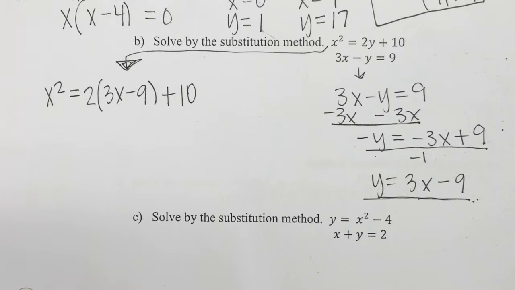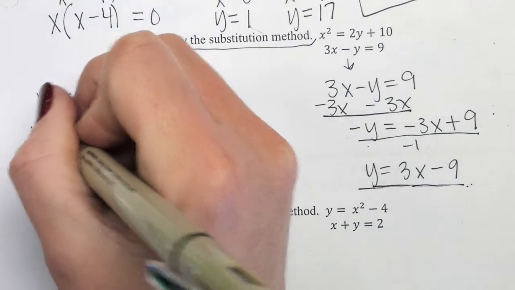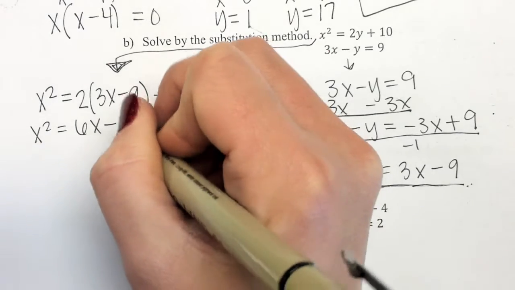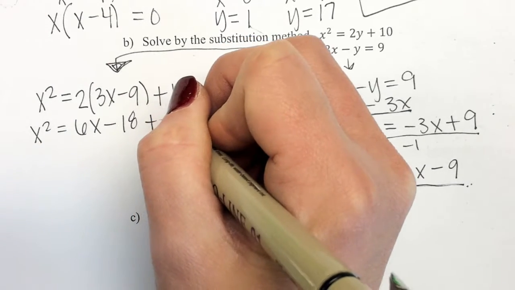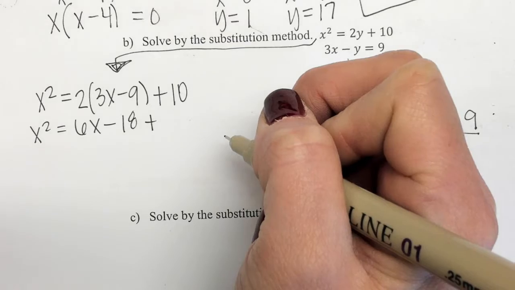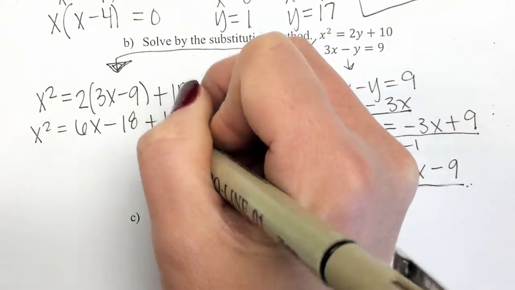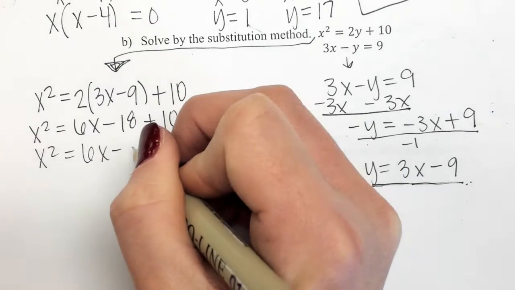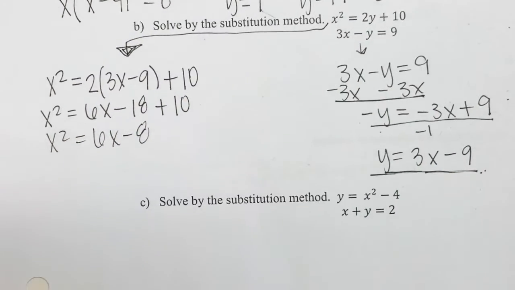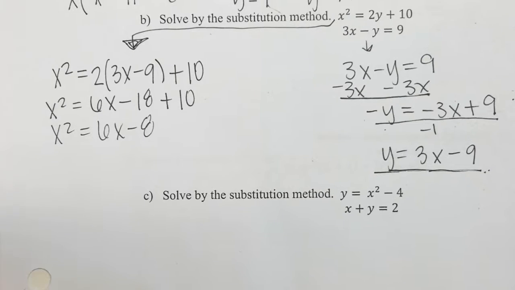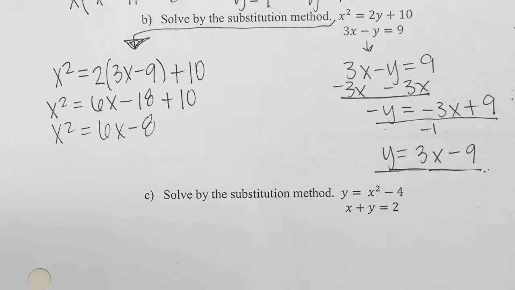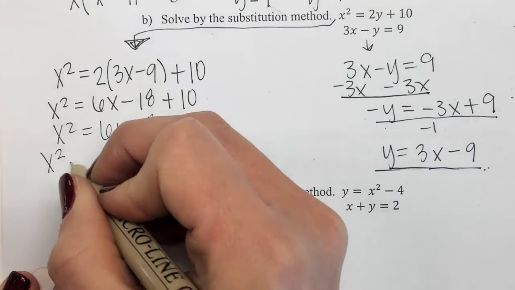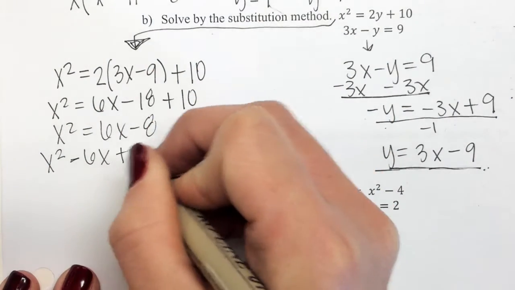Alright, Solomon, go ahead. So it's x squared equals 6x minus 18 plus 10. Good. Alright, so then we'll have x squared equals 6x minus 8. Very good. Now what? Subtract 6x and add 8. Good. We need everything on this side. So this 6x will become negative 6x. This 8 will become positive 8.